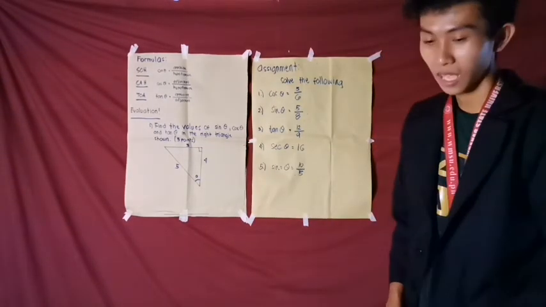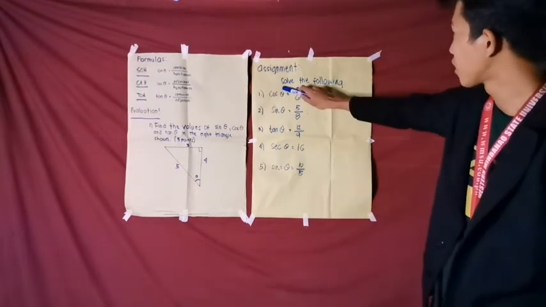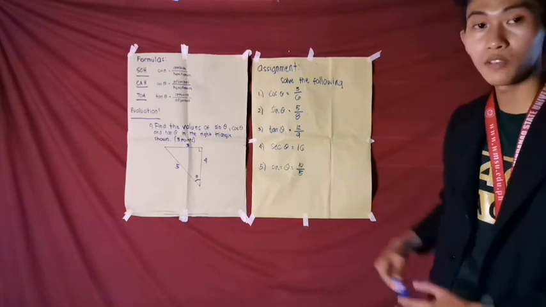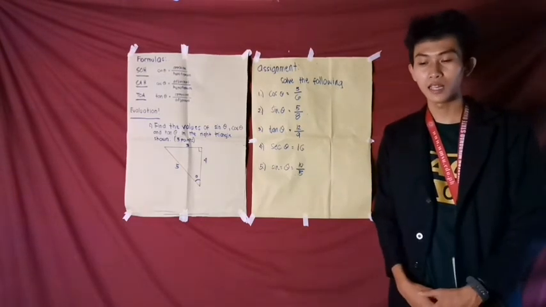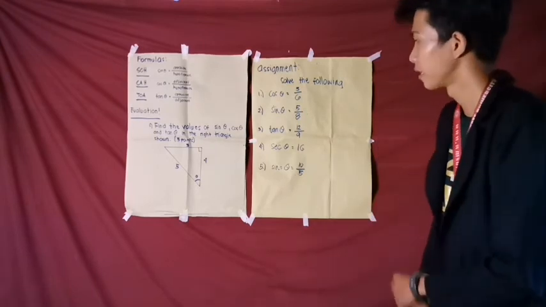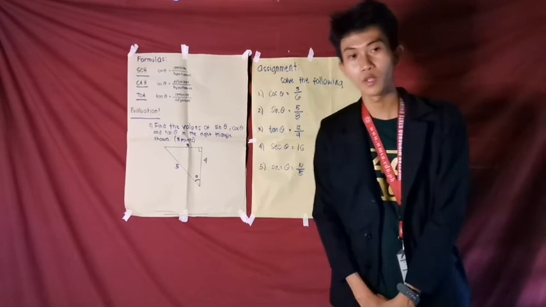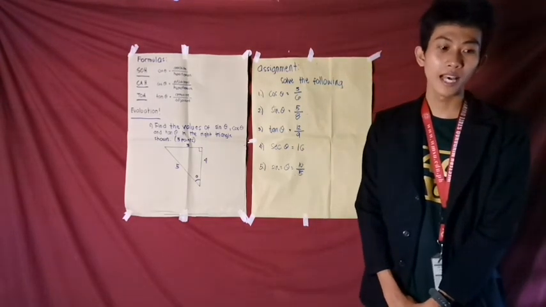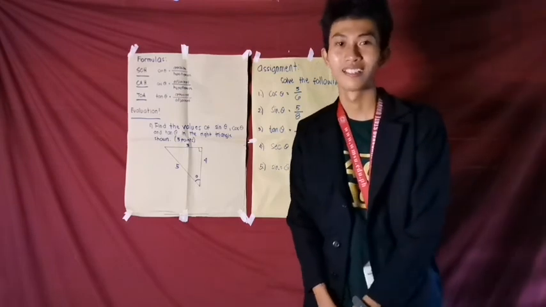Now, I will give you, class, an assignment. Solve the following, only 5 points, class. Write it in a one half sheet of paper. Okay, now class, this is our lesson for today, and I'm Jerome Donasco. Before that, pick up pieces of paper and we will now discuss.